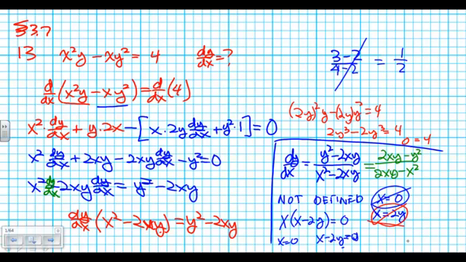All right? And so we're trying to prove that those points aren't on the graph? We've already proved that they're not on the graph. So there are no points on this curve where the derivative is undefined. That is my final conclusion. There are no vertical tangents. All right. So that was 13.